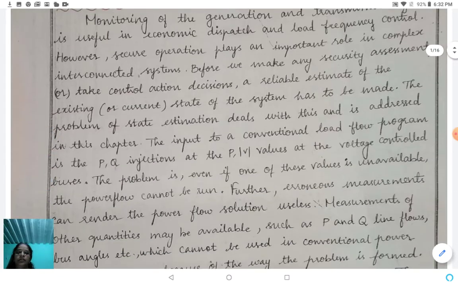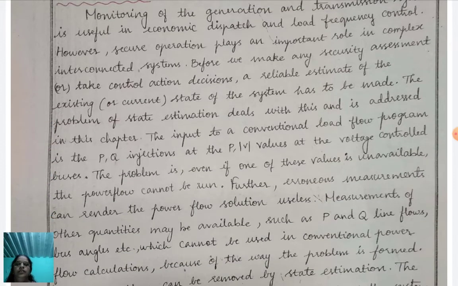And then, secure operation plays an important role in a complex interconnected power system. Before we make any security assessment, a reliable estimate of the existing or current state of the system has to be made. The problem of state estimation deals with this and is addressed in this topic.